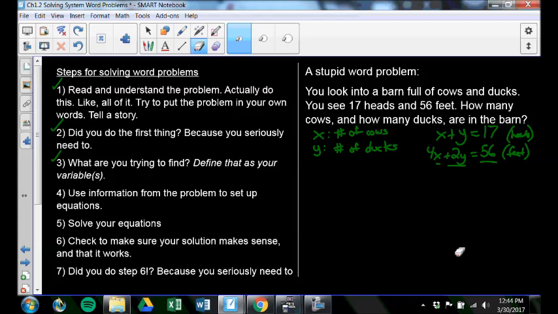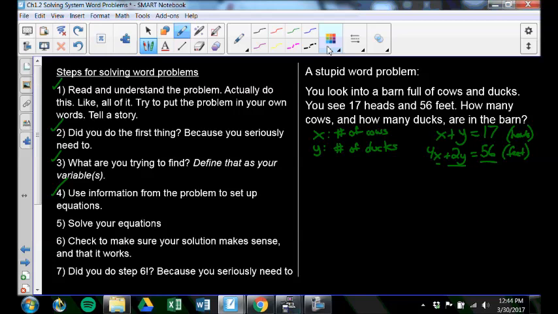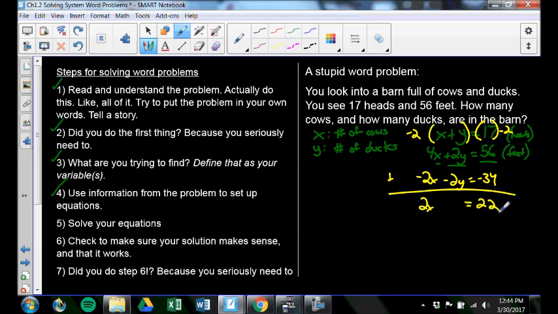But now I have set up my equations. I can solve this by substitution, elimination, or graphing. It doesn't matter which method you use. Pick whichever looks best. These always eliminate really well, but this one also substitutes really nice. I think I'm going to eliminate this one just because I can. So I'm going to multiply the top equation by -2. That's going to cancel out the y's. So I'll have -2x minus 2y equals -34. I add these up and I get 2x equals 22. So x equals 11.